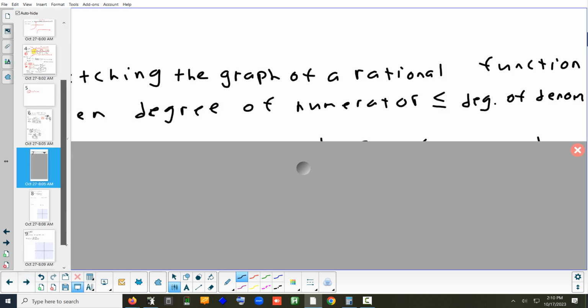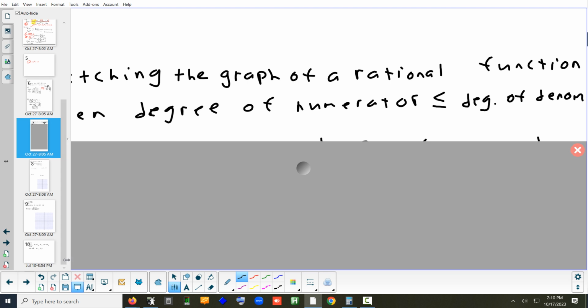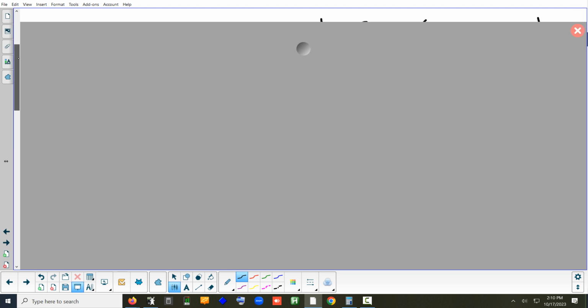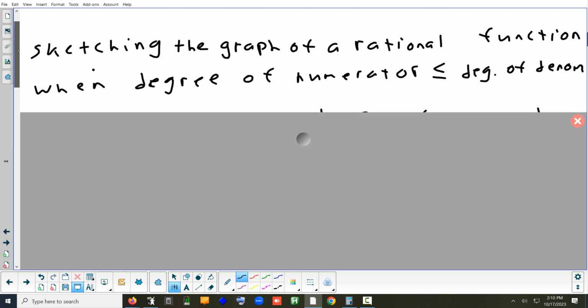All right, so there isn't that much more. There's just a couple examples left. Now we're going to look at how we can sketch the graph of a rational function. This is what we'll spend most of 4.2 doing. Today, we are only going to look at the example where the degree of the numerator is less than or equal to the degree of the denominator.